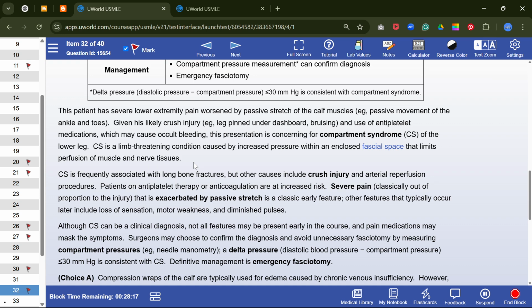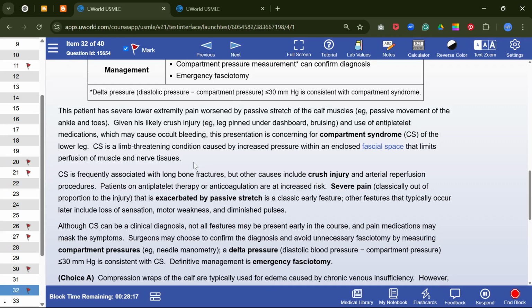Given his likely crush injury, leg pain under the dashboard, bruising, and the use of antiplatelet medication, which may cause occult bleeding, this presentation is concerning for acute compartment syndrome of the lower leg.